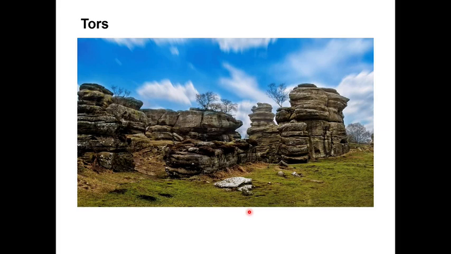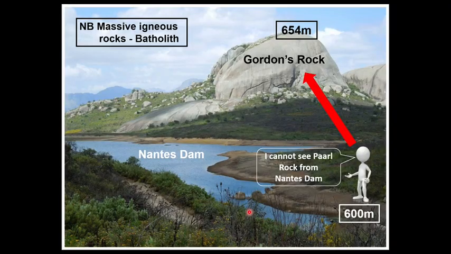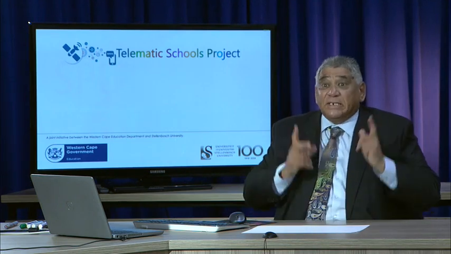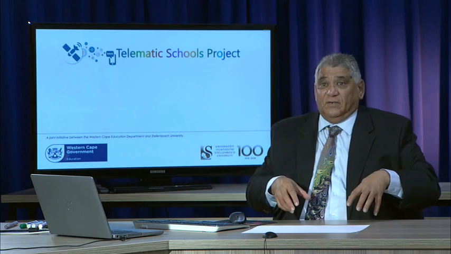Now, if we come back to Paarl Rock, you can also ask the question: why didn't we find a tor at Paarl Rock? So let's go back to your Paarl Rock and your Gordon's Rock. What's very important is this: widely spaced joints. There weren't any widely spaced joints there. The result is that the weathering couldn't take place, and you couldn't get these coarse stones formed. And that is why we don't find tors there. Okay, so that would be our tors.